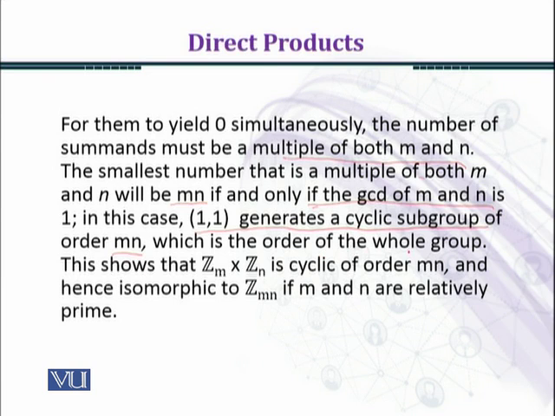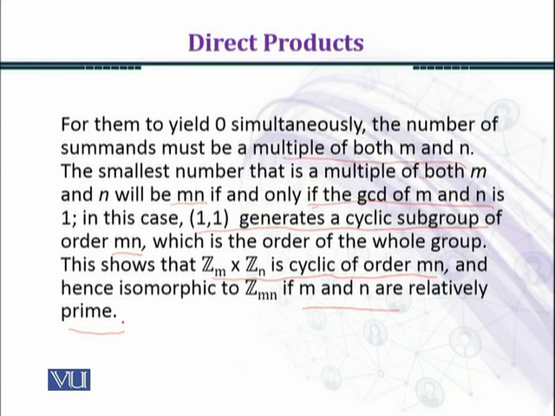And we have seen that Zm cross Zn has order mn as a whole group, and the GCD of m and n is equal to 1. This shows that Zm cross Zn is cyclic of order mn and hence isomorphic to Zmn if m and n are relatively prime.